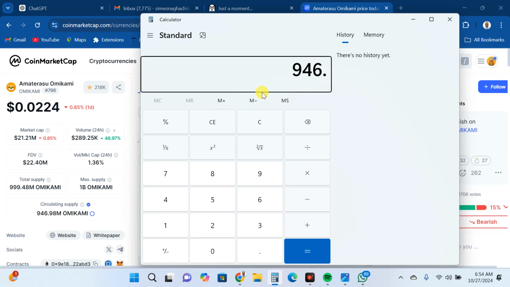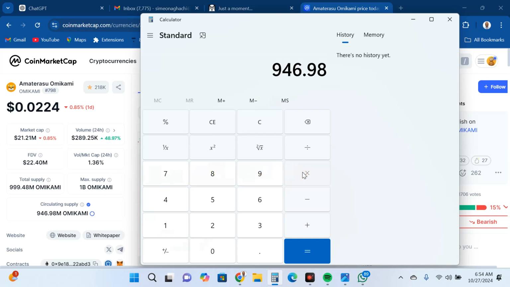946 million, point 98 million. Sorry, what am I typing? I just put it the way they put it there. 946 million, then 098. Okay, point nine. Why am I adding zero? 946 million 980, right? 000. That's what 946.9 means.